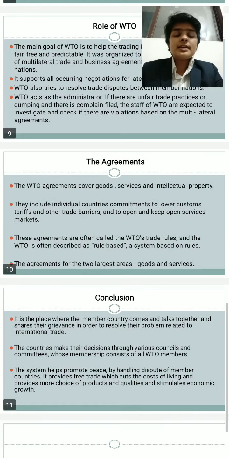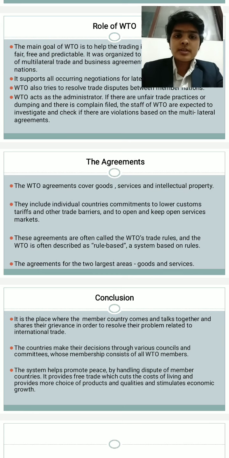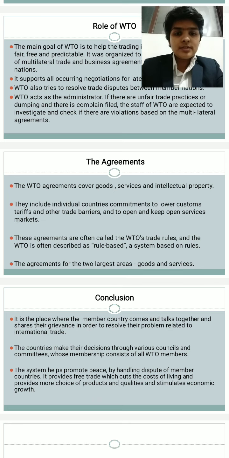Now let us see the agreements. First, the World Trade Organization agreements cover goods, services and intellectual property. They also include individual countries' commitments to lower customs tariffs and other trade barriers, and to open and keep open services markets. These agreements are often called the World Trade Organization trade rules, and the organization is often described as rules-based, a system based on rules. The agreements cover the two largest areas, goods and services.